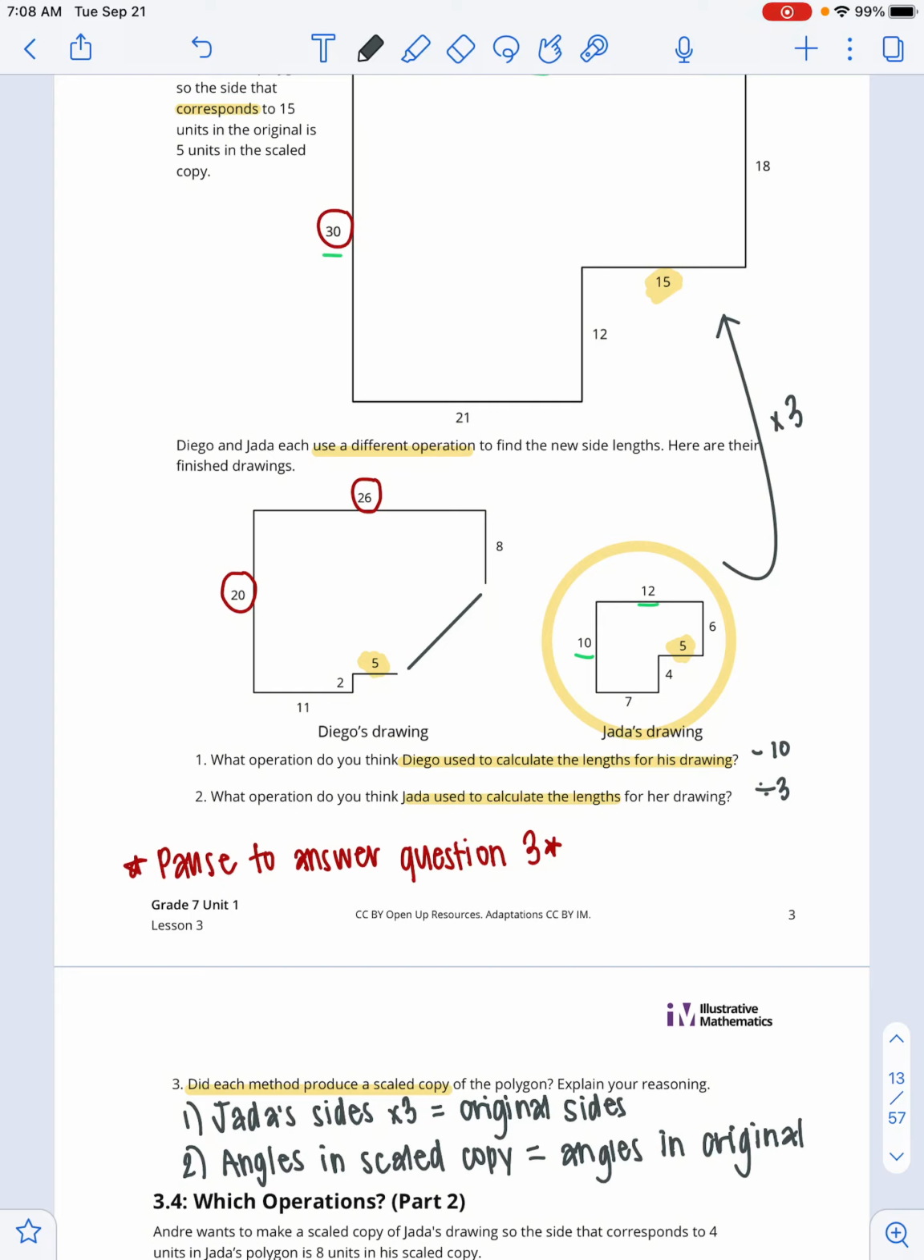So remember, when we're producing a scaled copy, we need all the side lengths to change in the same way, using multiplication or division, and we also need all of the angles to be the same, just like we talked about in class on Monday when we were able to check out those different angles with tracing paper.